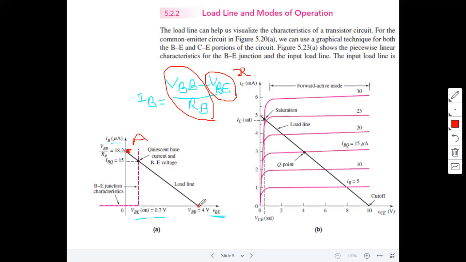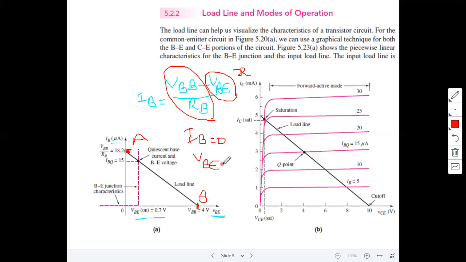Now how to plot the x-axis point? Suppose this is point B. How to identify point B? Same, only at the input side loop. While drawing this one, y-axis IB is equal to 0. Same expression here: take RB to the left hand side and IB is equal to 0. What is here? VBE is equal to VBB. Now, whenever IB is equal to 0, same in the above expression, what is VBE?